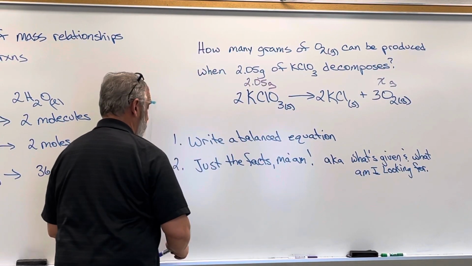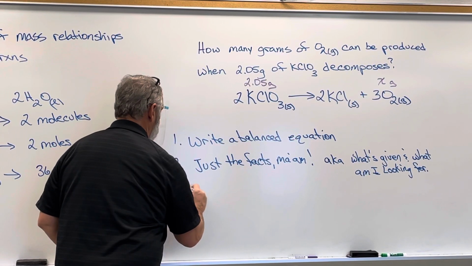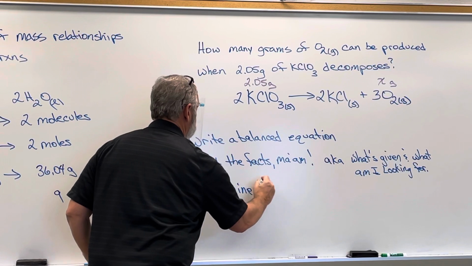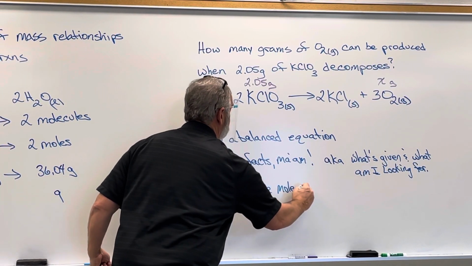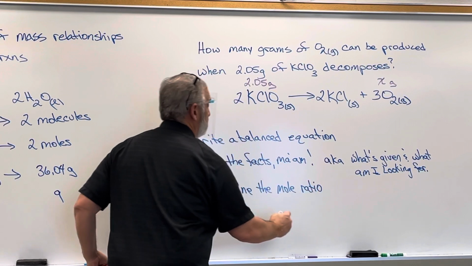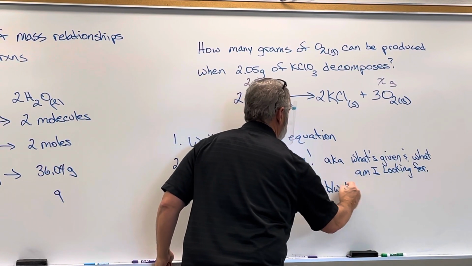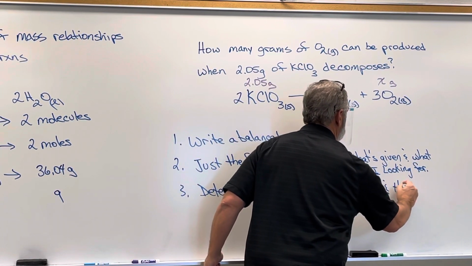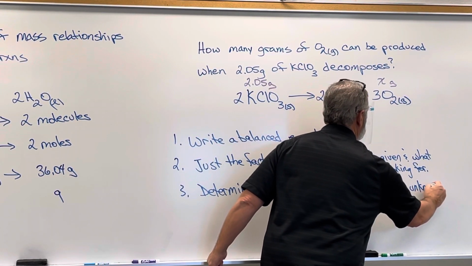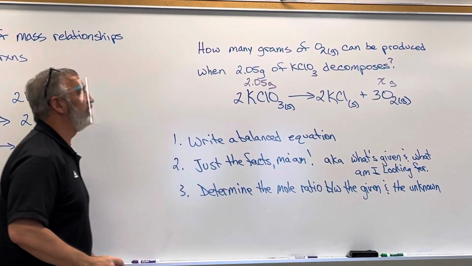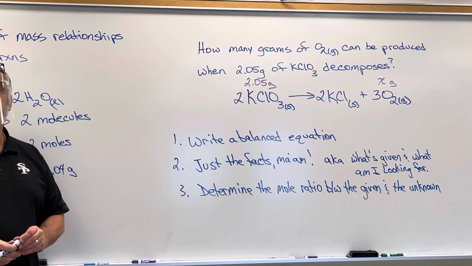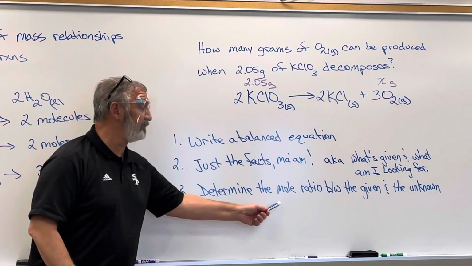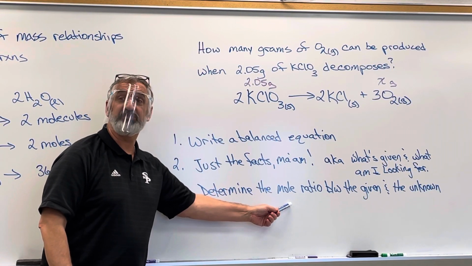So step 3 is determine the mole ratio. And you do this really just in your head, between the given and the unknown. So what's my ratio of given to unknown? 2.05. What kind of ratio am I looking for? Mole ratio. What gives us the mole ratio?